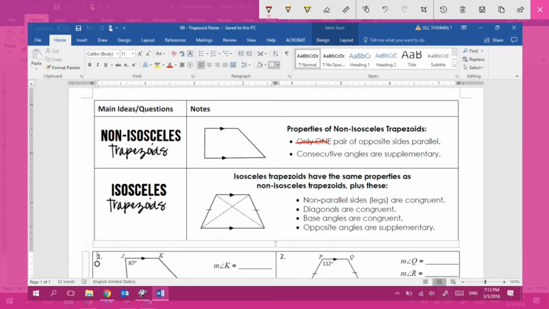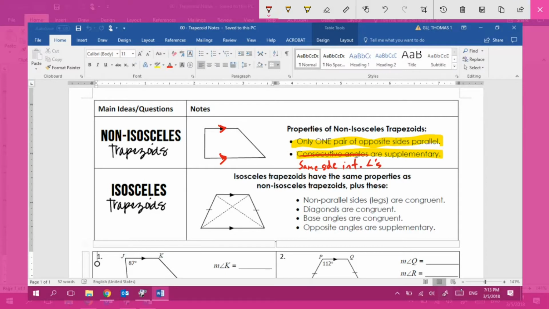Only one pair of opposite sides is parallel. You can see in our picture right here, these two lines, the top and the bottom, are the parallel lines in this trapezoid. There's only one pair in a non-isosceles trapezoid. Then it says that consecutive angles are supplementary. Let me change that from consecutive angles and make that say same side interior angles are supplementary. That makes a little bit more sense.